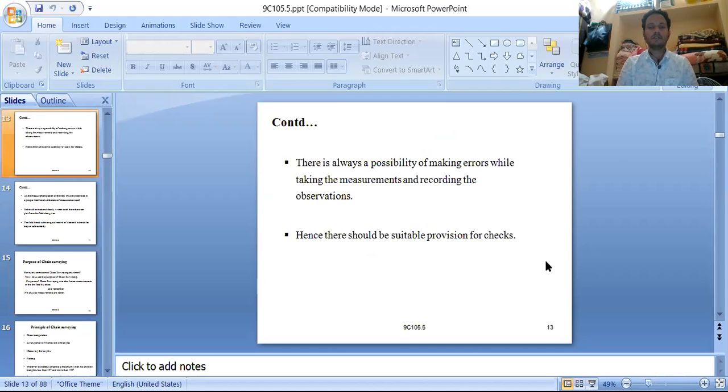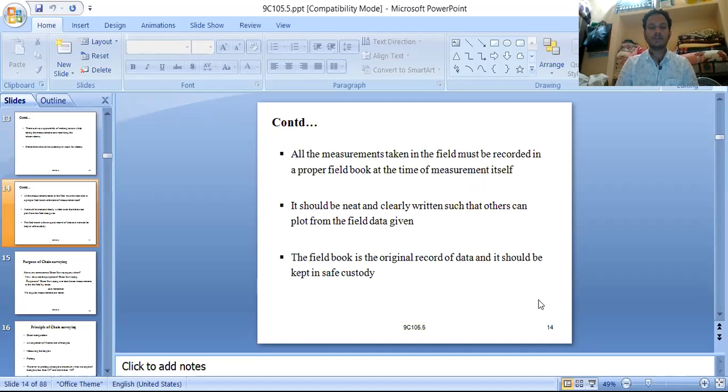There is always a possibility of making errors while taking the measurements and recording the observations. Hence, there should be suitable provision for checks. As a human being, we are always prone to making errors. So in the process of doing survey, there must be some checking points so that we can check the survey in between the survey. So there must be a provision for checking the survey details.